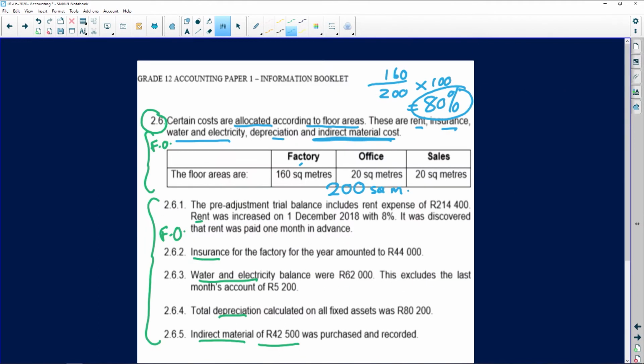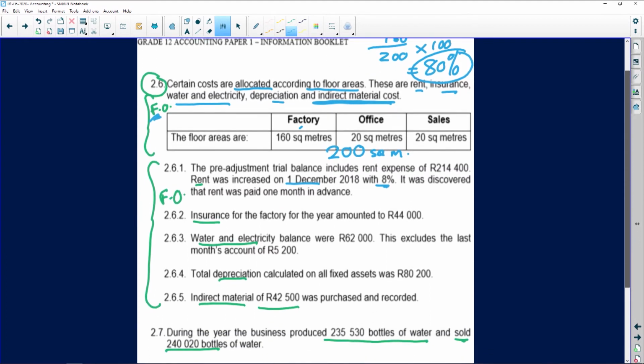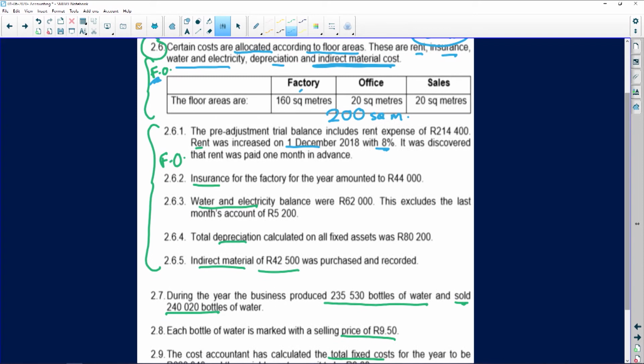We can now move on to the other expenses relating to factory overheads. 2.6.1: the pre-adjustment trial balance includes rent expense of 214,500. Rent was increased on the 1st of December 2018 with 8%. It was discovered that rent was paid 1 month in advance. So immediately you've got a year-end adjustment.